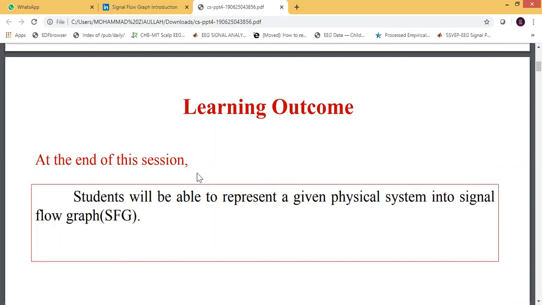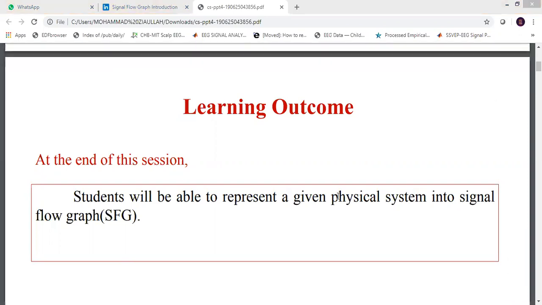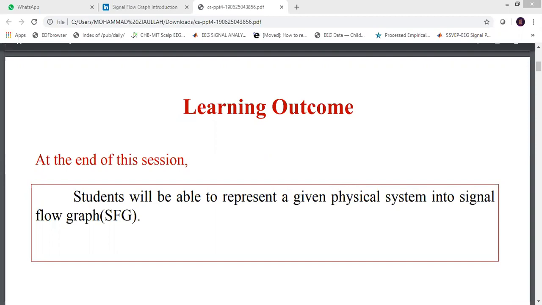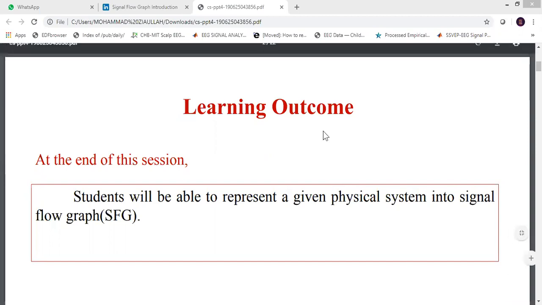Because we are transforming our complete application into a block diagram, after the block diagram we'll go for finding the signal flow graph, and at the end we will finish our discussion with finding the transfer function for the given block diagram or signal flow graph. This is the outcome of today's lecture. So let us start.